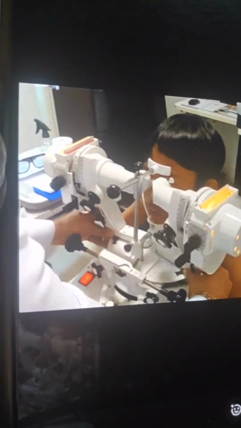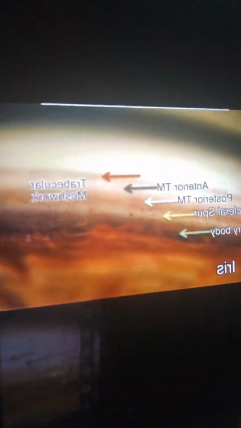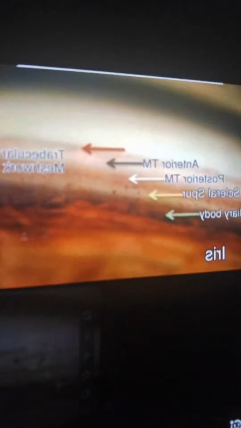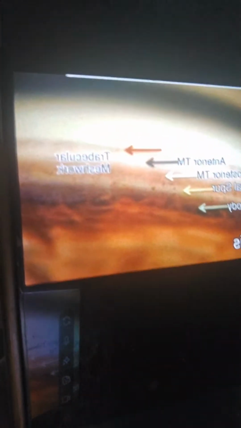Everyone clear with this? Yes, Synoptophore in action. All right. Now next is an interesting image. What is the investigation being done? I've marked all the structures, so it's very easy for you to guess this.